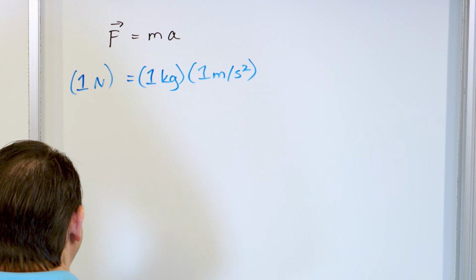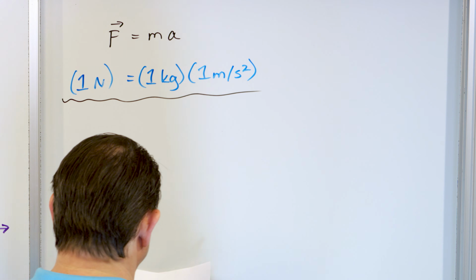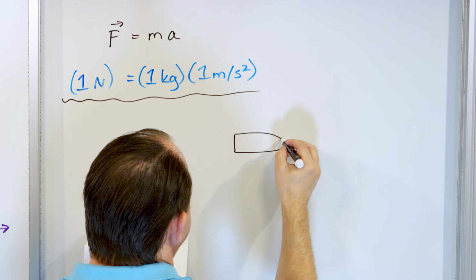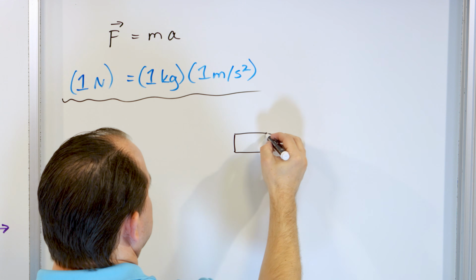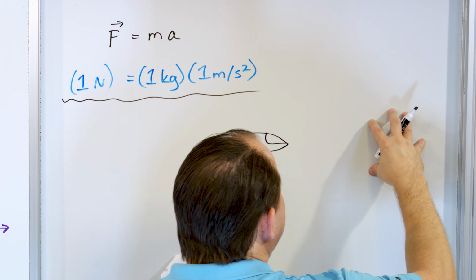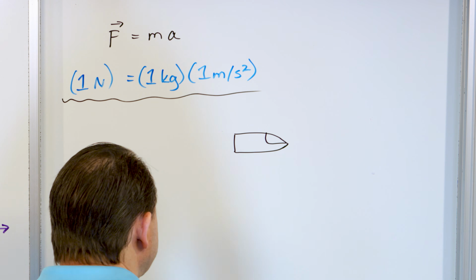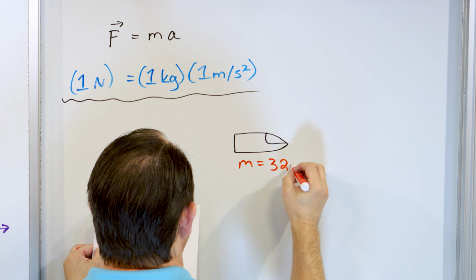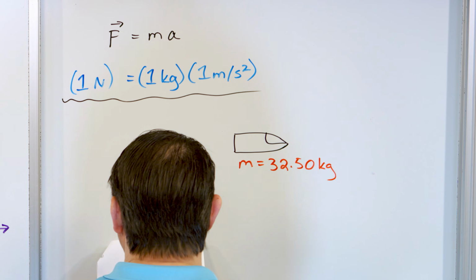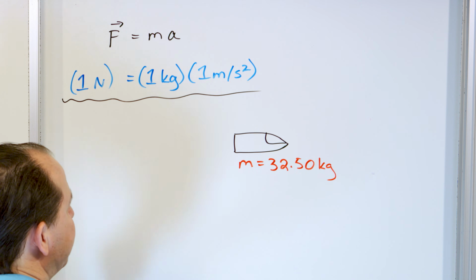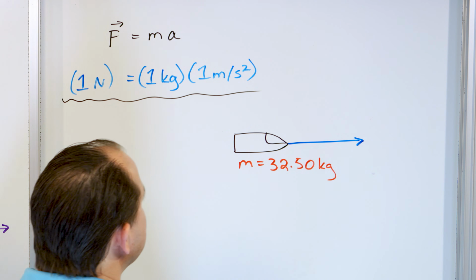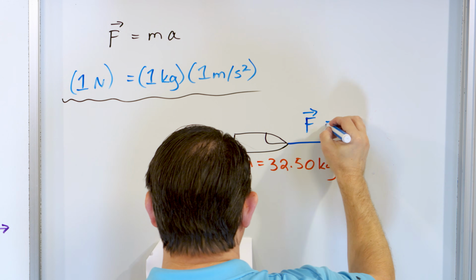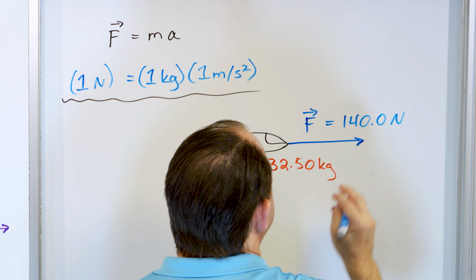So what we need to do first, before we do anything else, is draw a picture. Now, my picture is going to be terrible, but this is a space probe, something like this. And there's some alien over here, and basically they're pulling on this thing, and we know that the space probe has a mass of 32.50 kilograms. And it says it's being subjected to a tractor beam, which means some kind of outside force pulling on it. We don't even have to draw what's pulling on it, but we have some force here pulling on it, and this force is equal to 140.0 newtons.